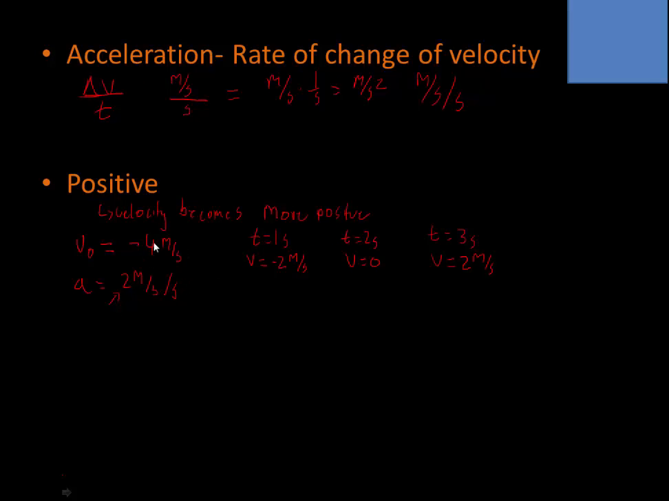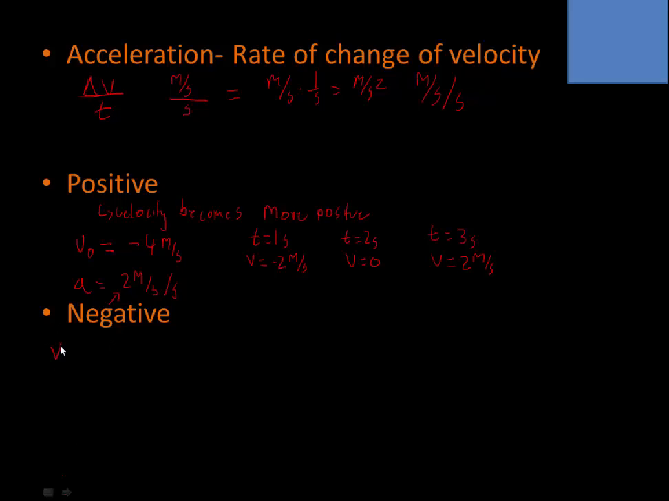But initially we were moving maybe to the left at 4 meters per second, then we're moving to the left at negative 2 meters per second, so we're still moving to the left but we're moving slower. Then we're stopped. You'll notice here I still have an acceleration. Even though I'm not moving, I am accelerating. And then at 3 seconds I'm moving positive 2 meters per second, which is faster than 0, and now it's in the opposite direction. So positive acceleration does not indicate positive direction, it just means my velocity is becoming more positive.